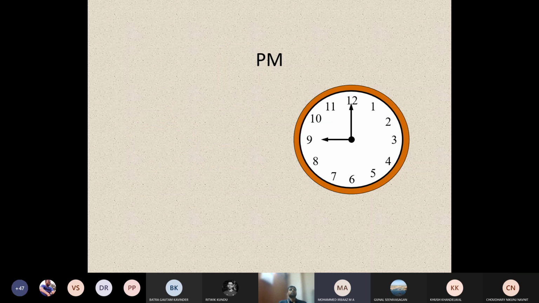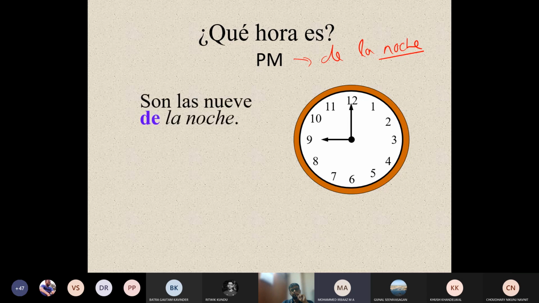Then comes the next one, which is the PM part, the night time. So what do we use for the night? As I told you, you can use de la noche. That is the expression. This one is 9 p.m., so it is son las 9 de la noche.